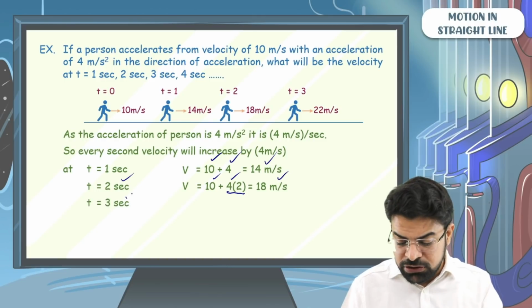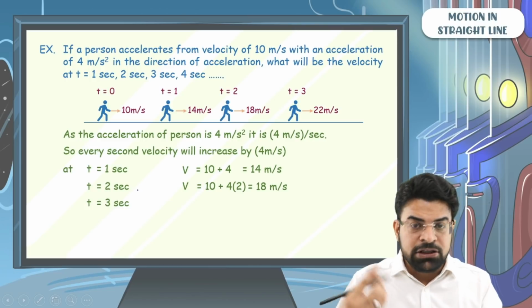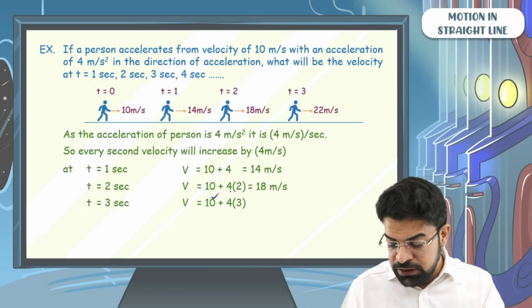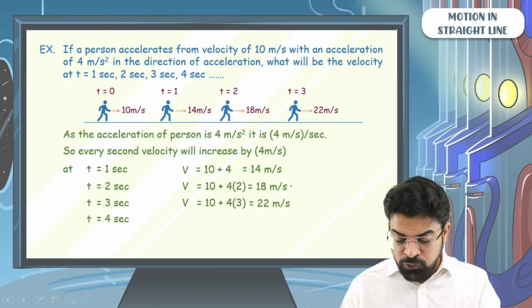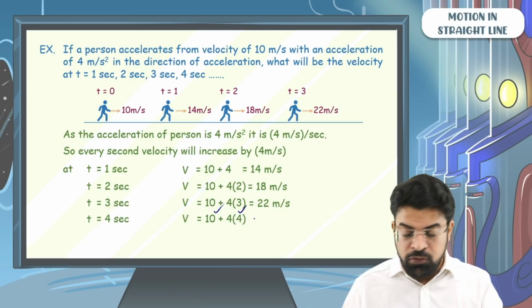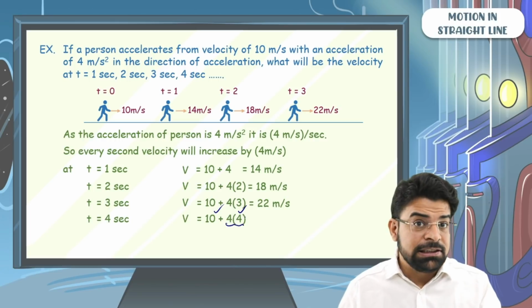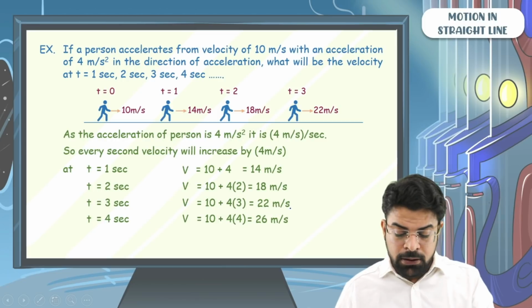At time equals 3 seconds, in 3 seconds the velocity would have increased by 3 into 4, that is 12. So the velocity will be equal to 10 plus 4 into 3, that is 22. At time equals 4, the velocity will be equal to the initial 10 plus 4 into 4. 4 into 4 is 16. 16 plus 10 gives you 26 meter per second.